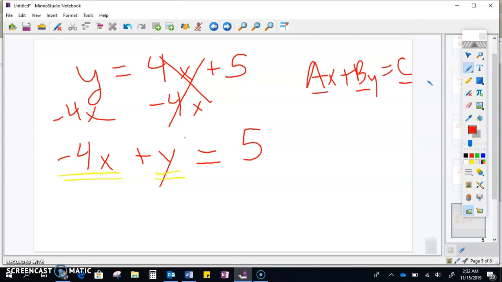Now notice here in this one, we didn't have a number in front of y, which is assumed. If we did, that number would be 1, but that's not necessary to show.